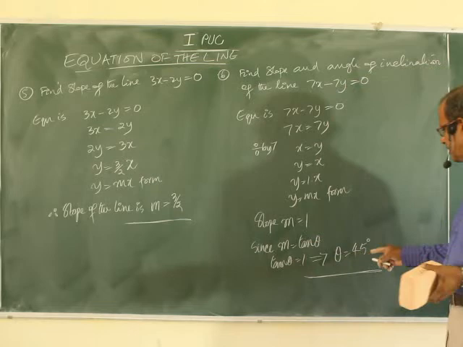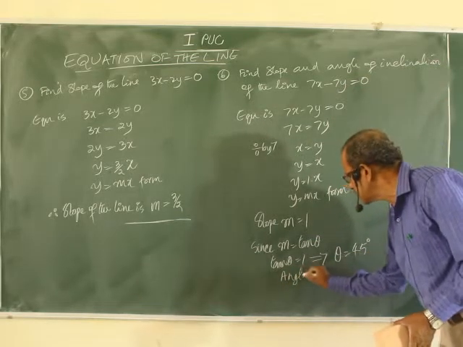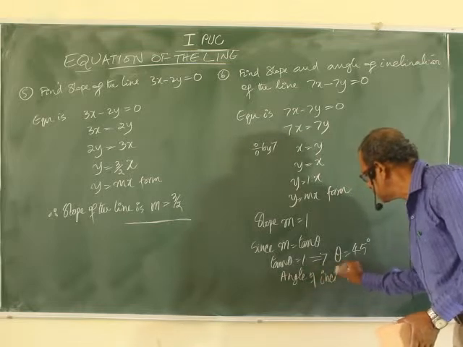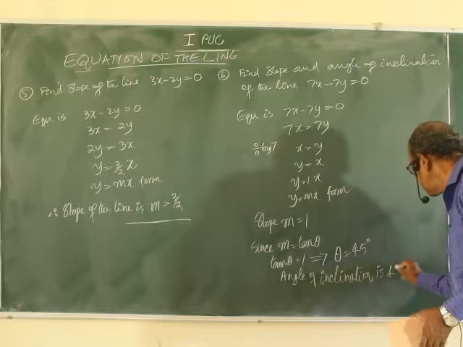Angle of inclination 45. If you want, you can write that. Angle of inclination is 45 degree.